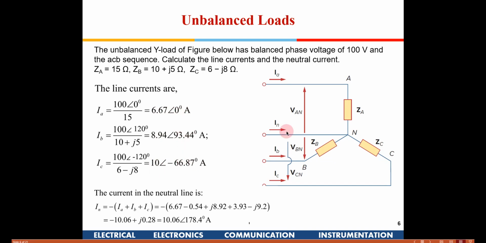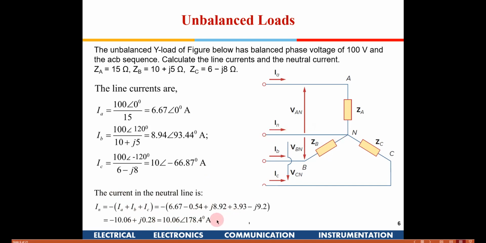We also saw that in a balanced system there is no neutral current, but in an unbalanced system, there will be a net neutral current flowing. These 3 currents will not cancel each other. If you take the sum of all these 3, you will get a net neutral current. So there will be a neutral current flowing.